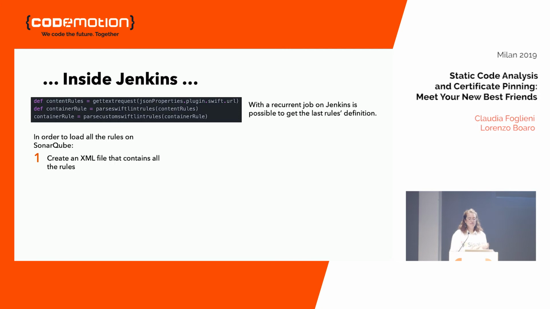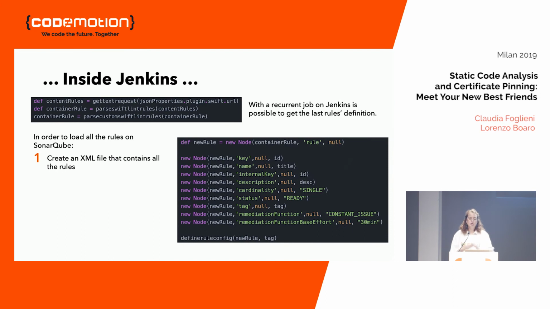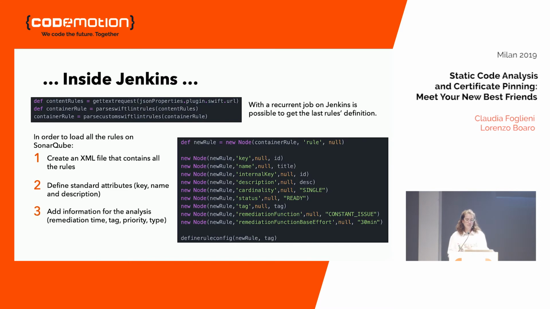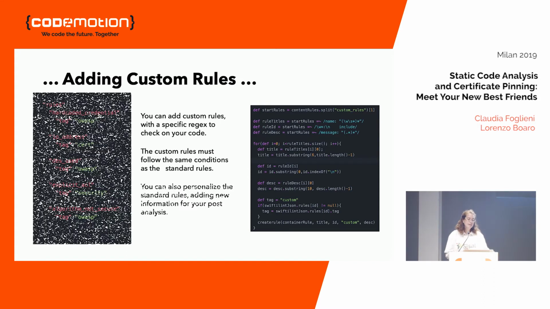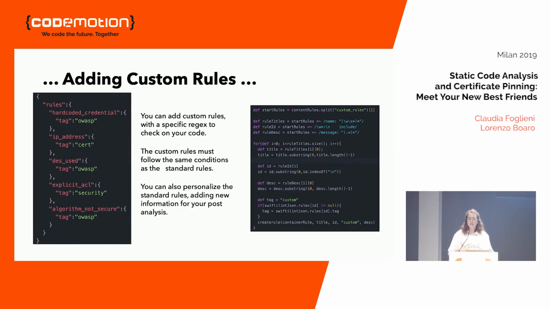Jenkins allows you to define a recurring job, which can be scheduled every week, for example, to check if the definition of the rules is updated. The new list of rules to be processed by SonarQube must be translated into an XML file. Each node of the file is a rule for SonarQube. Each rule must have some standard attributes which make it unique, and some specific attributes that will be used for creating the analysis report. The same flow can be applied to create custom rules for more specific control.